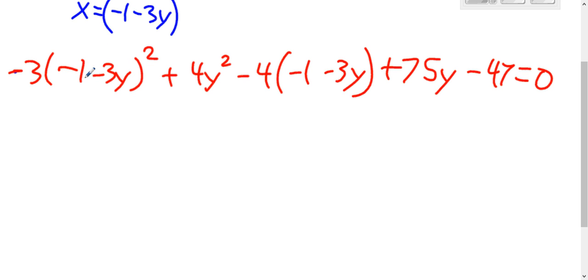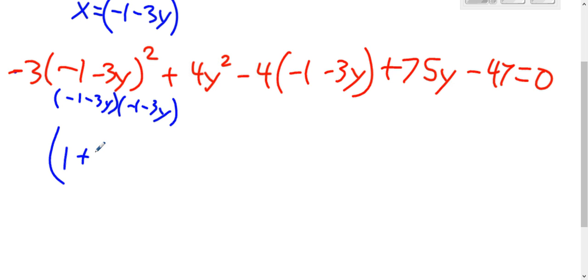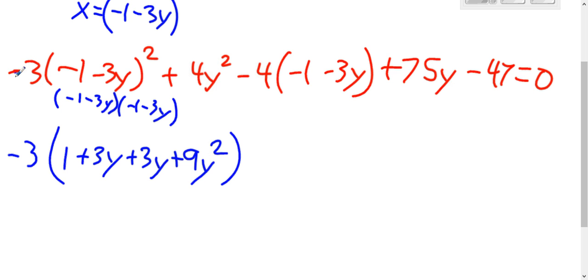So now we need to simplify this. First, since we've got the (-1 minus 3y) squared, we have to FOIL that out. So that's like (-1 minus 3y) times (-1 minus 3y). When you FOIL that, -1 times -1 is +1. -1 times -3y is +3y. Inside, you get +3y. And then -3y times -3y is +9y squared. All of that with the -3 out front.